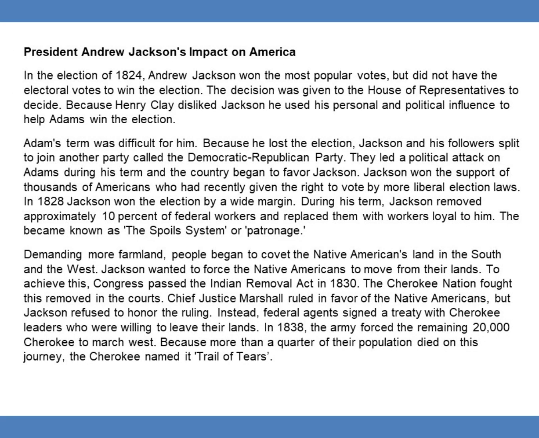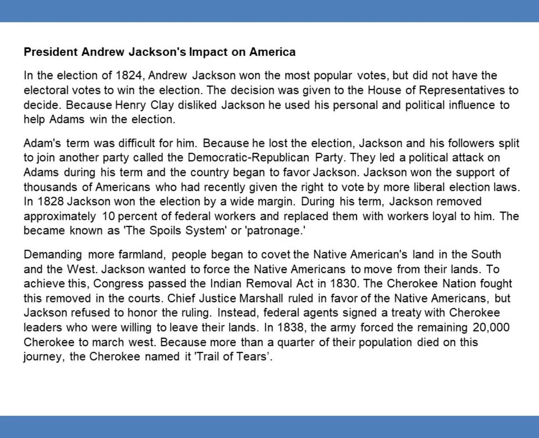Demanding more farmland, people began to convert the Native Americans' land in the South and the West. Jackson wanted to force the Native Americans to move from their lands. To achieve this, Congress passed the Indian Removal Act in 1830. The Cherokee nations fought this removal in the courts. Chief Justice Marshall ruled in favor of the Native Americans, but Jackson refused to honor the ruling.